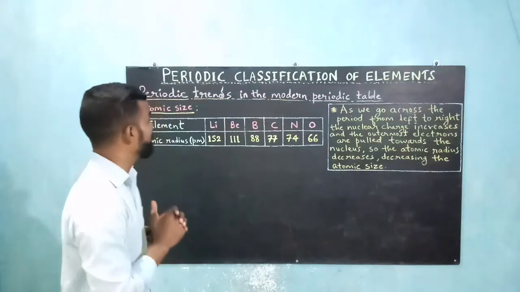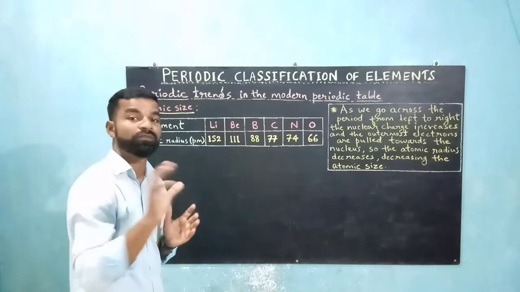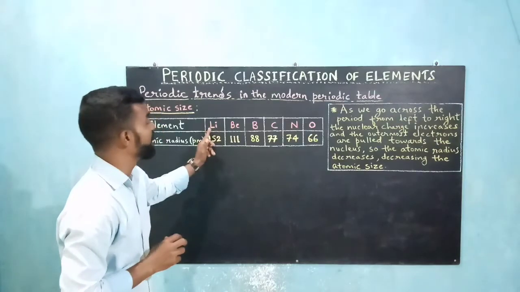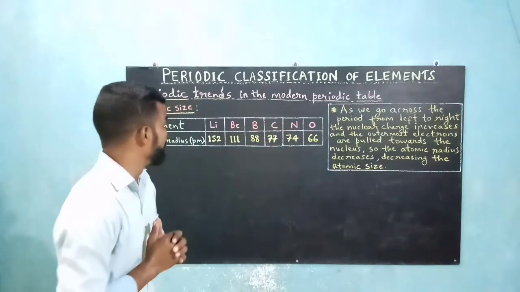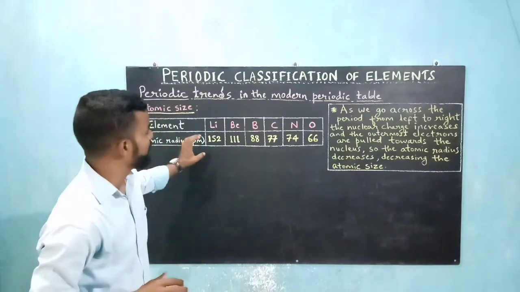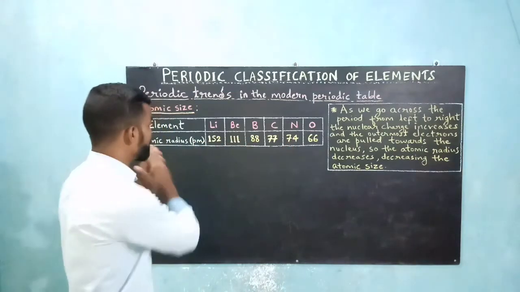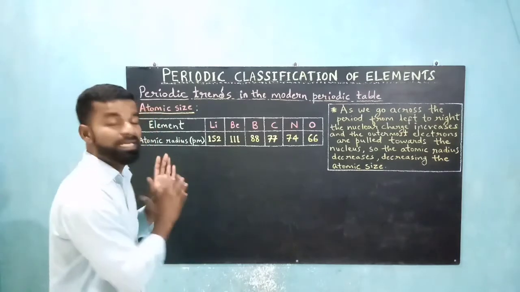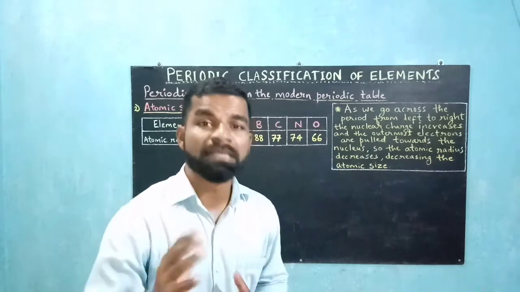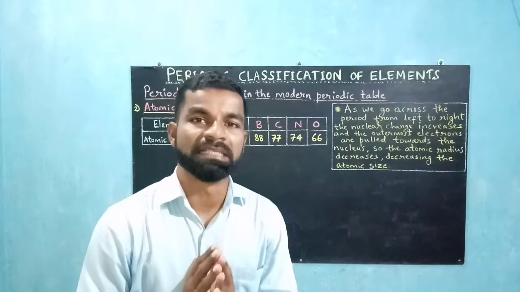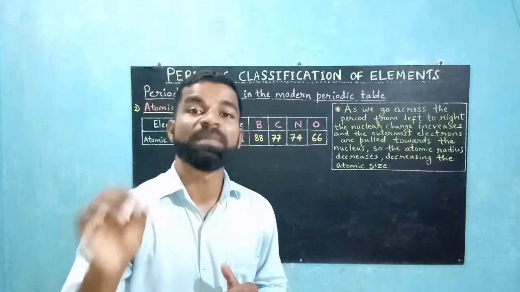Now if you see, I have arranged these elements in the sequence of the second period of the modern periodic table. So lithium has atomic number 3, then 4, 5, 6, 7, and oxygen has atomic number 8. If you observe the atomic radius, the radius goes on decreasing. So as you move across the period from left to right, the atomic radius goes on decreasing. As the atomic radius decreases, the size of the atom also decreases. So as you move in a period from left to right, the atomic size decreases.